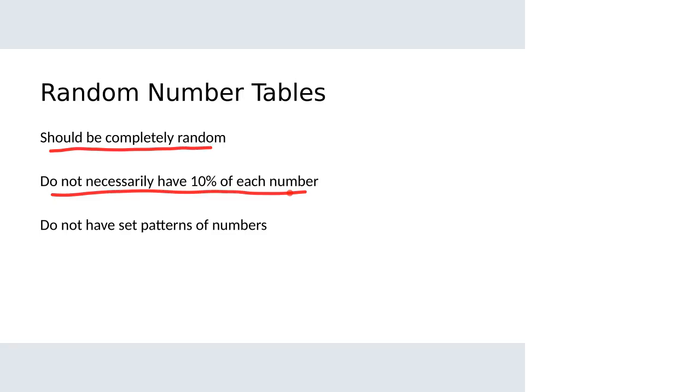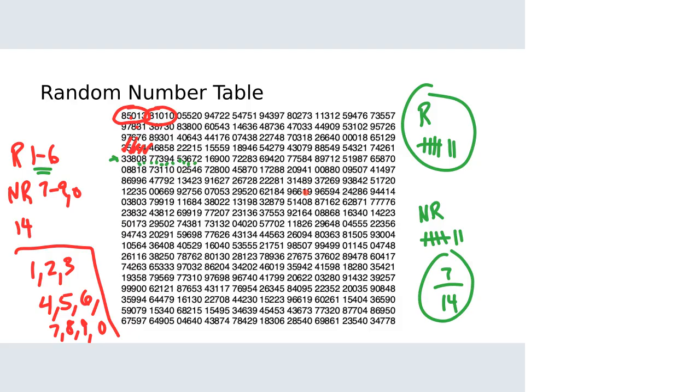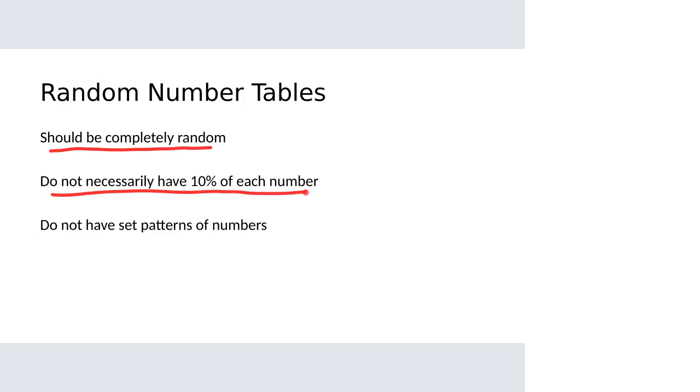They don't necessarily have 10% of each number. What I mean by that is that as we look at this random number table, it doesn't necessarily have 10% zeros, 10% ones, 10% twos, 10% threes. It's not set up that way. They're just random. This would be generated by a computer, and it just spits out a random number. You use a random number generator, and it spits them out. It doesn't keep track of how many of each number there are.